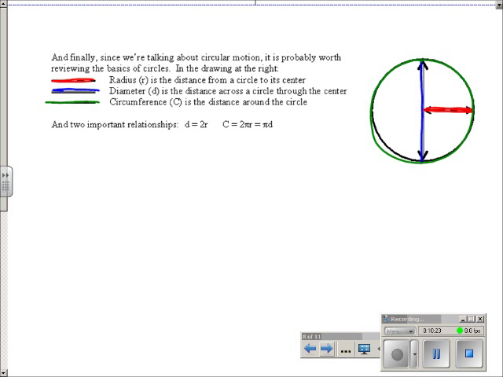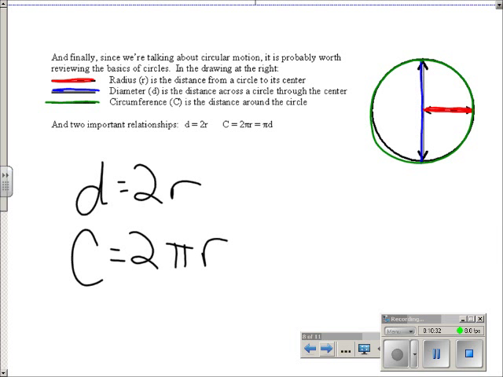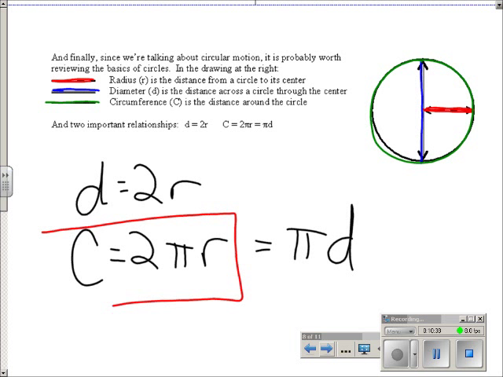Please make sure you know these equations. I'll write them bigger in case you're watching this on an iPhone or something. The diameter is twice the radius. The circumference is 2 times pi times your radius, or just pi times your diameter. I would say that this is the one that's going to come up the most often, so please make sure you know that. All right?